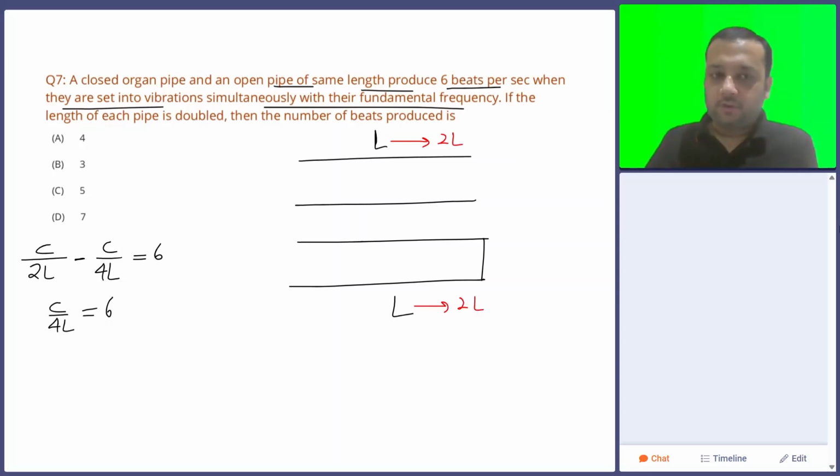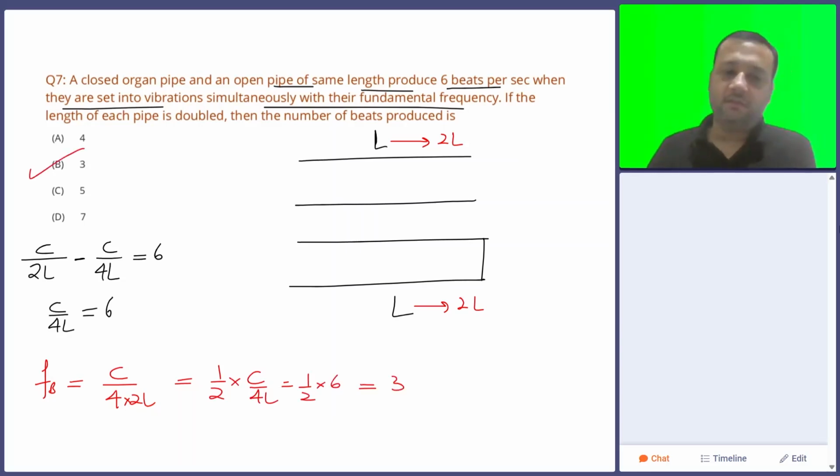So now see, what is the formula for the beat frequency that we have found here? C by 4L. Since the length has been doubled, in this result I will replace L by 2L. So the new beat frequency will become C by 4 times the new length. Yes or no? So this should be our new beat frequency. That means this becomes half of C by 4L, which is half of 6. That means 3 beats. So in the new situation, when the length has been doubled, you are going to hear 3 beats.